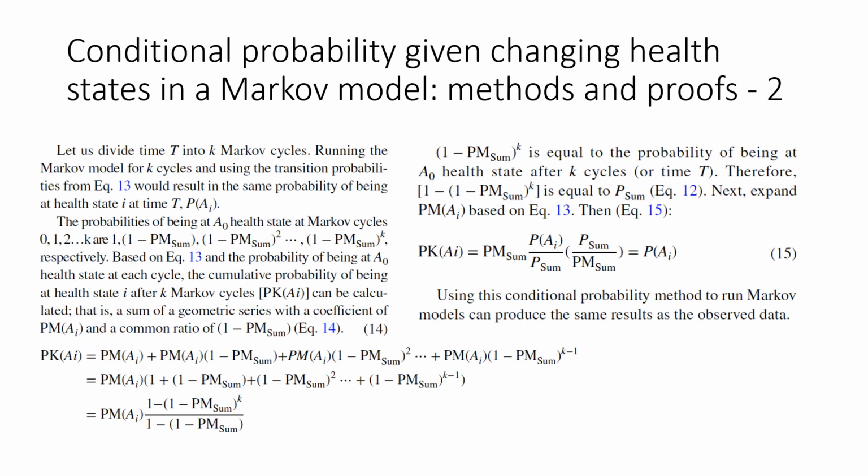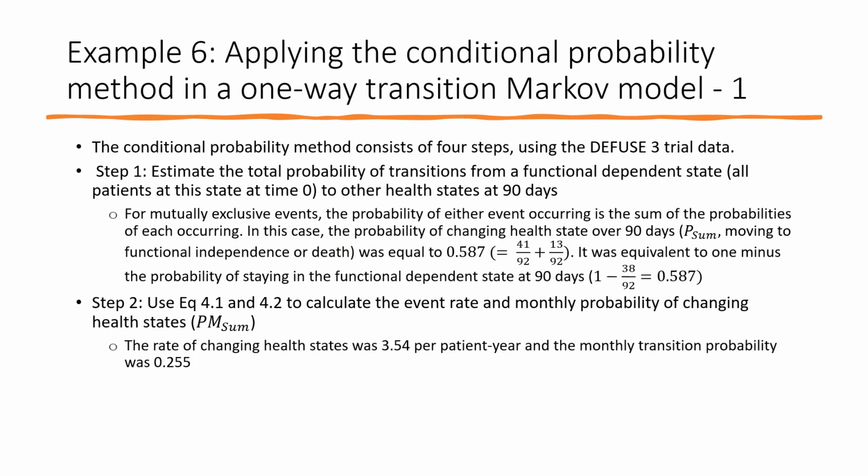Let us divide time t into k Markov cycles. Running the Markov model for k cycles and using the transition probabilities from equation 13 would result in the same probability of being at health state I at time t as the observed data. Example 6 for stroke patients illustrated applying the conditional probability method in a one-way transitions Markov model. This method consists of 4 steps.